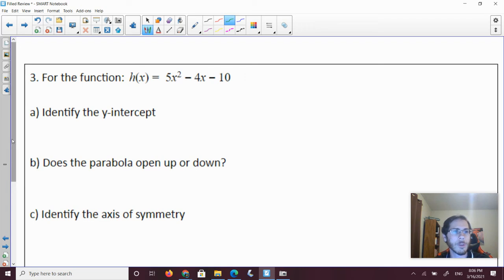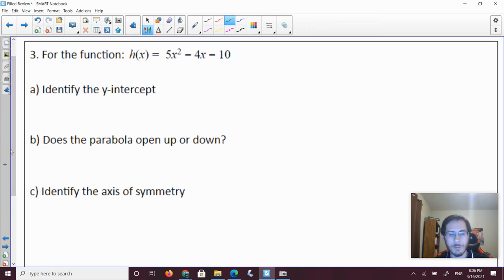All right, for number 3, we've got this function. H of x is 5x squared minus 4x minus 10. First, identify the y-intercept. Well, this is in standard form, so the y-intercept's at the end. It's at negative 10. I'll write it as a coordinate point, but you can write negative 10 if you want.